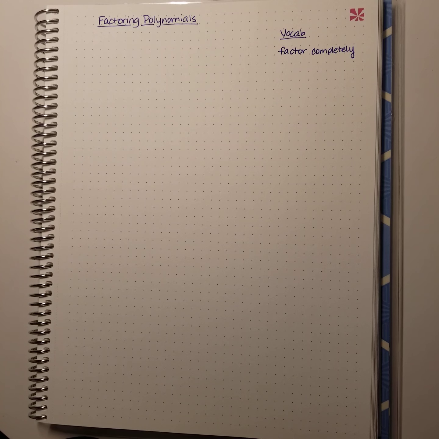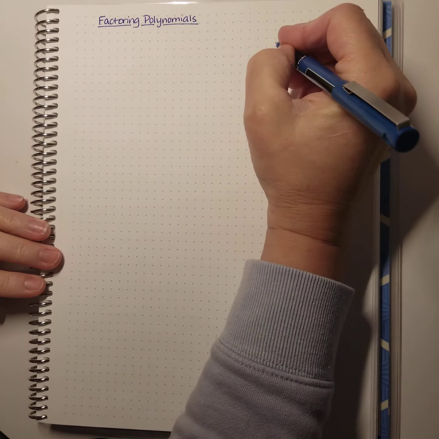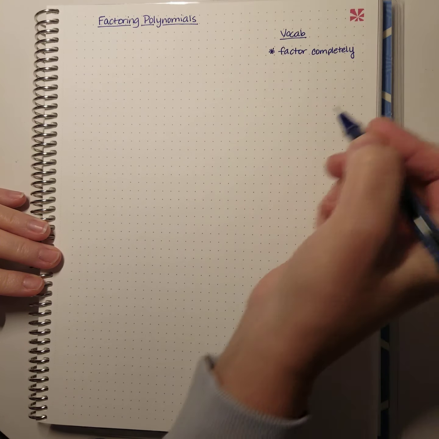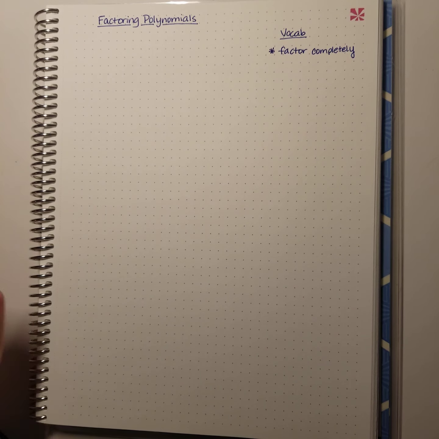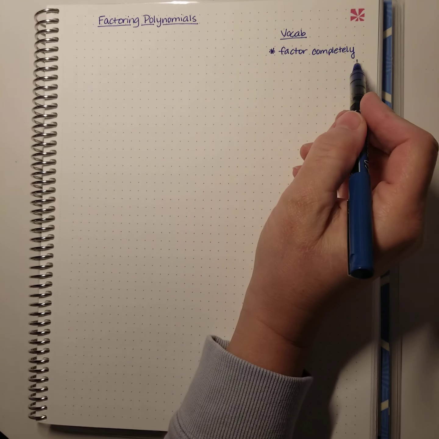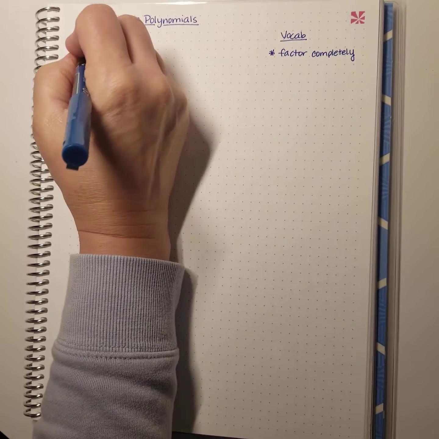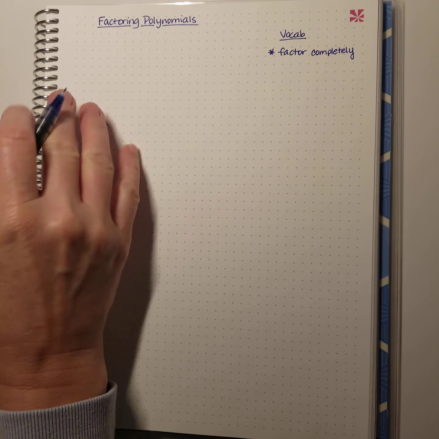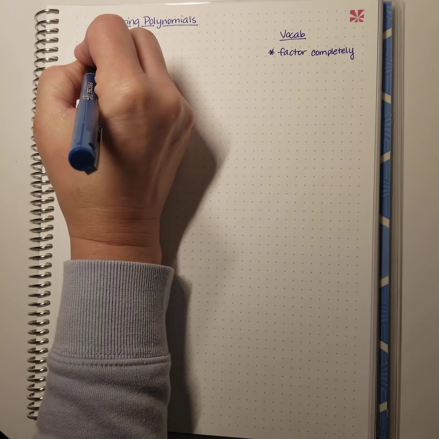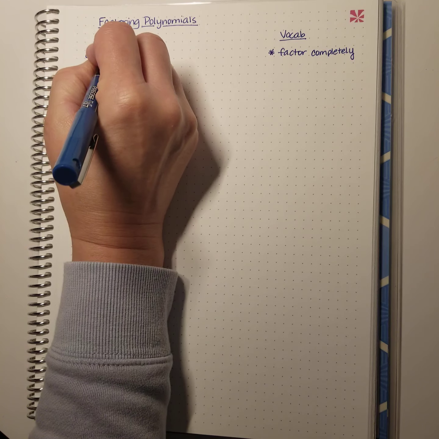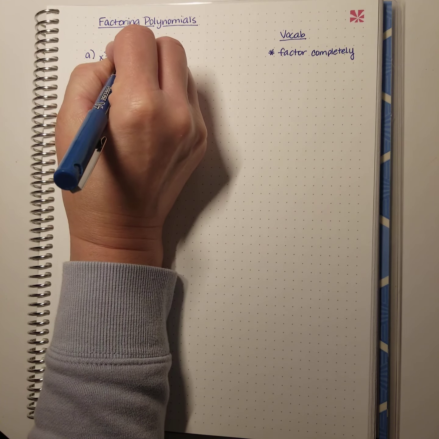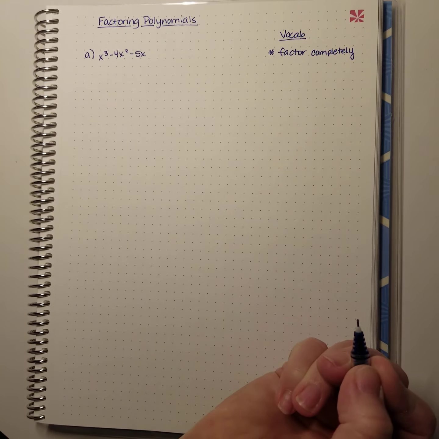Okay, today we are learning about factoring polynomials, and one of our vocabulary terms would be to learn what the directions mean when it says factor completely. And so we're going to start with a couple of example problems here. X cubed minus 4x squared minus 5x, right?